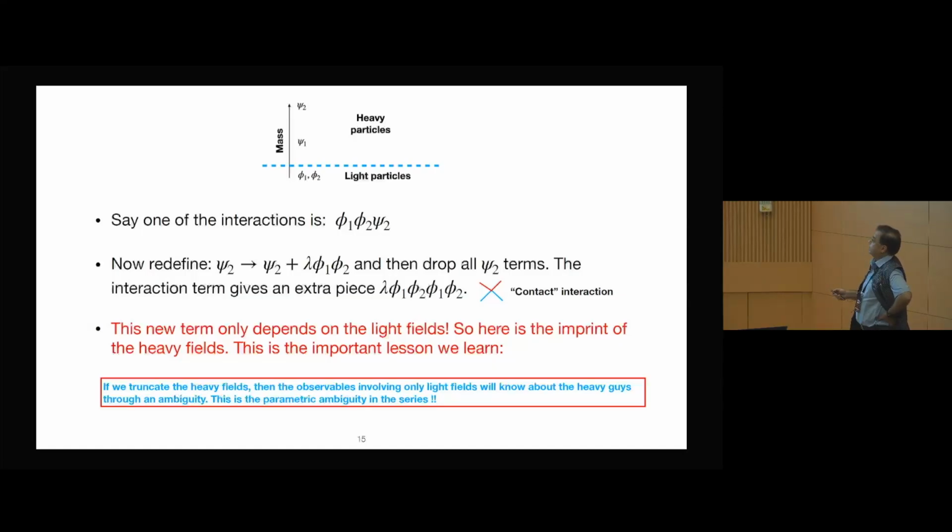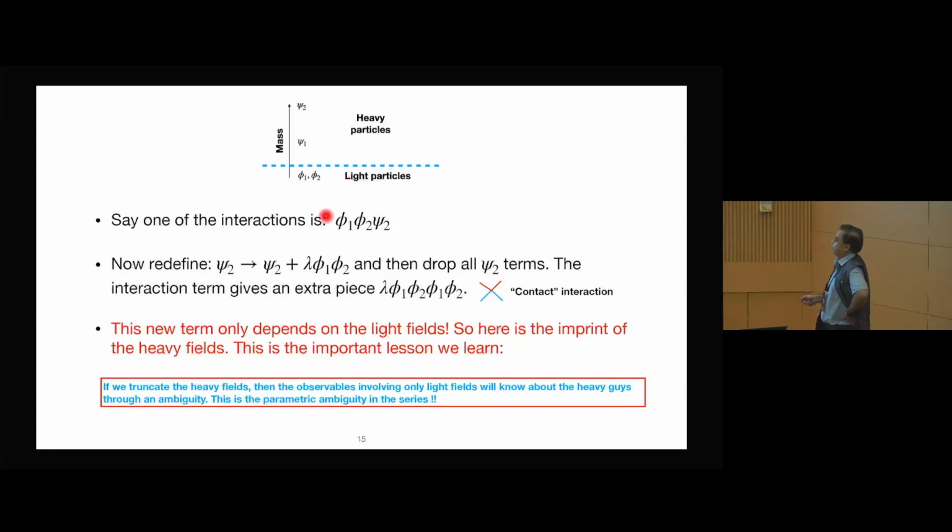Let's consider a toy problem where we have light particles phi1 and phi2 and some heavy particles psi1 and psi2. Let's consider the scalar situation, and let's say one of the interactions was phi1, phi2 times psi2, so the light particles are interacting with the heavy particle. Now let's redefine the heavy field in terms of the light field. Let's consider this redefinition psi2 going to psi2 plus lambda phi1, phi2. And when we consider a series representation and we truncate, what we effectively do is drop all the fields that are there in the Lagrangian corresponding to the heavy modes.